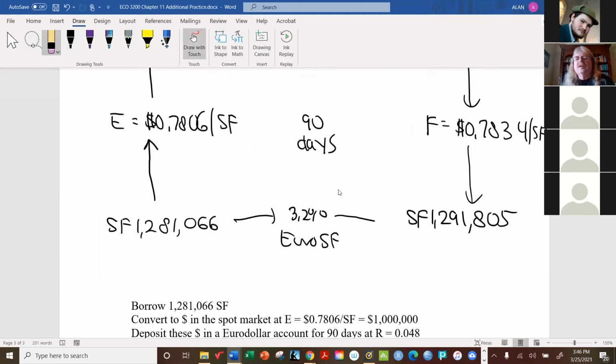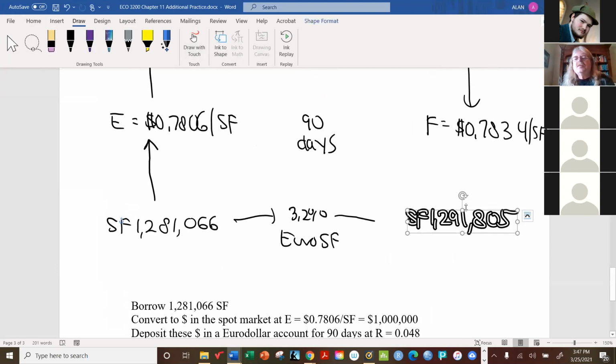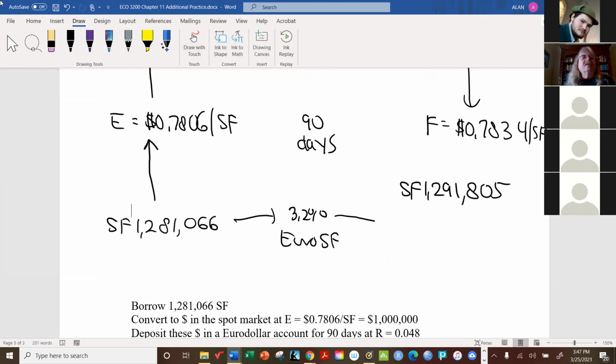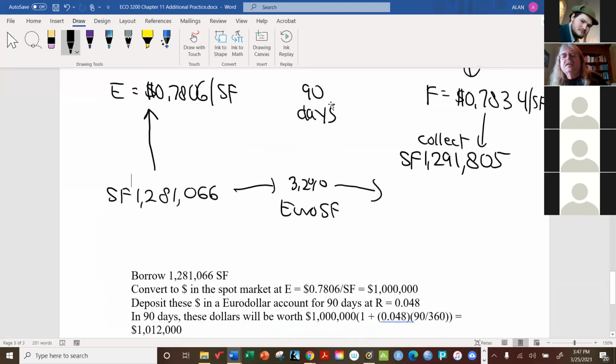Actually, let me fix this diagram a little bit, just because I'm running out of space. Not that there's anything wrong, it's just out of space. This is the amount of money that we collect from our contract. So that's coming into our pockets. The amount we're about to show here is how much we need to repay.